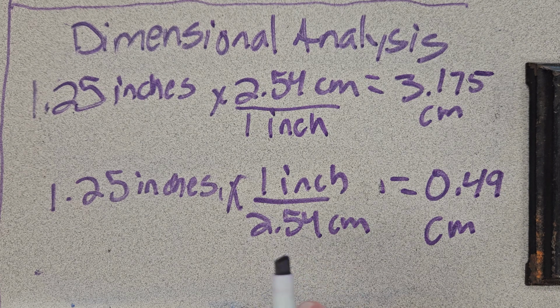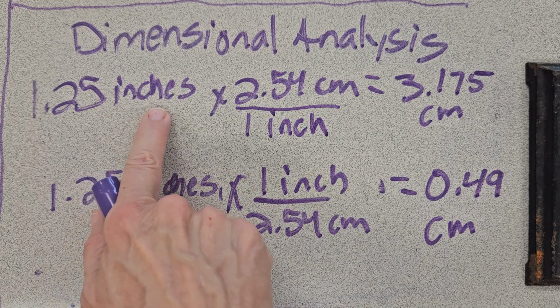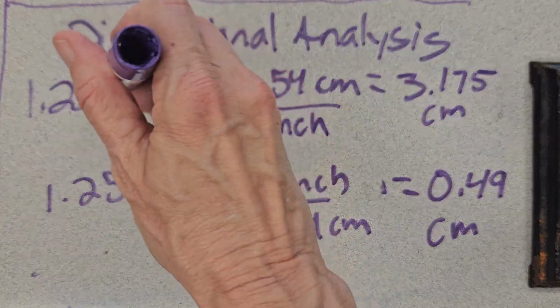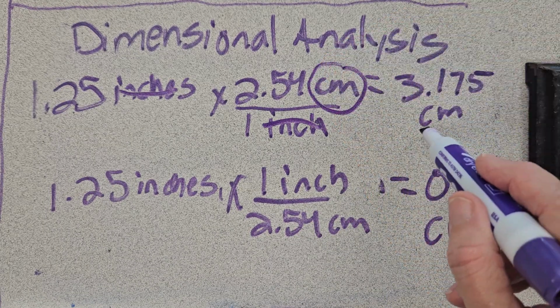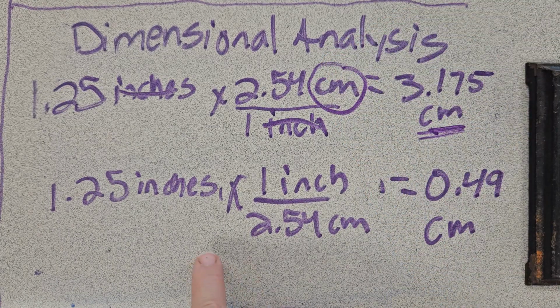All right, so that's exactly the same problem that I had before. I just wrote it out differently. Here's how you know whether it's right or wrong. On this one, inches on the top, inches on the bottom, inches cancels out. The only unit I have left is centimeters. That's what I want.